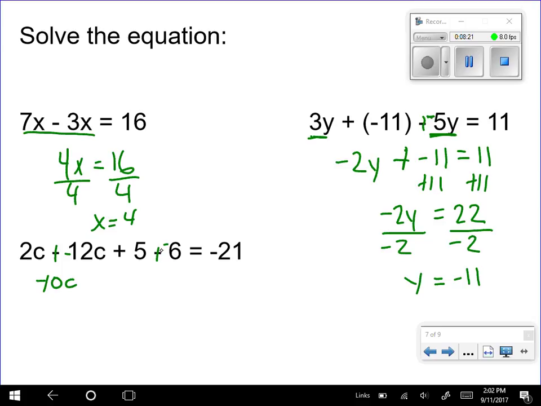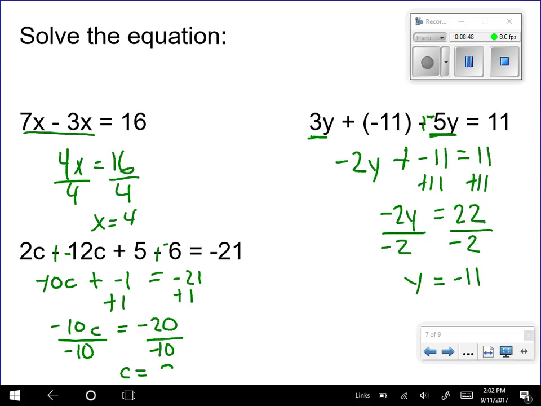Then I have 5 plus negative 6. Those are also like terms, they're constants. 5 plus negative 6 is negative 1. From there, now I have a two-step equation. I got to get c by itself, so I'm going to add 1 first. I have negative 10c equals negative 20. Finally, I'll divide by negative 10, so c is equal to 2.